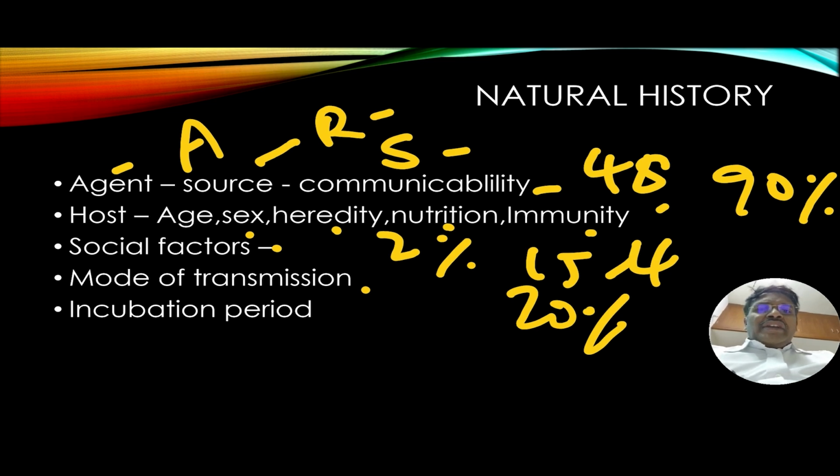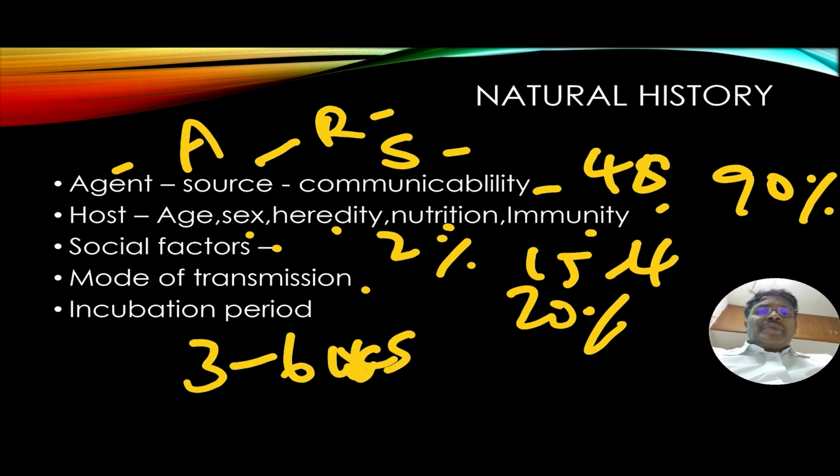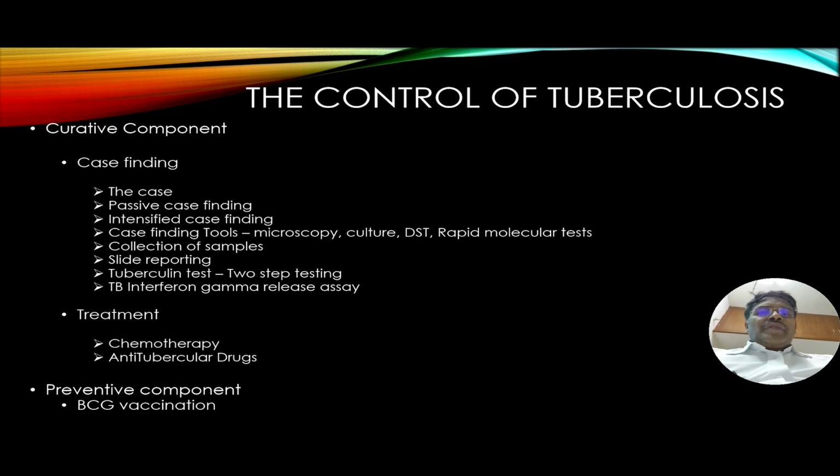Incubation period. See, right from the receipt of infection to the development of a positive tuberculin test, it takes about 3 to 6 weeks. So that is the incubation period. It also depends upon the closeness of contact and extent of disease. See, thereafter, after infectivity, the possibility of developing a disease depends upon closeness of contact, extent of disease, sputum positivity, etc.